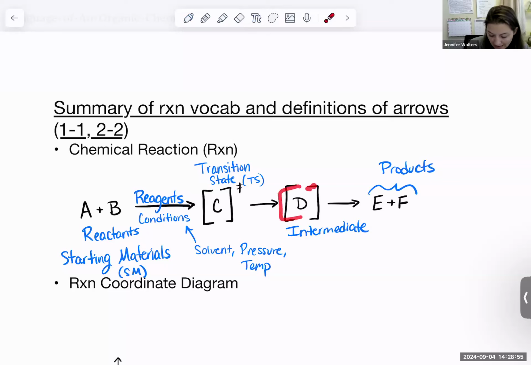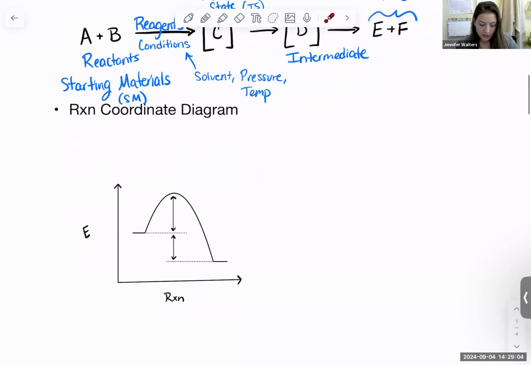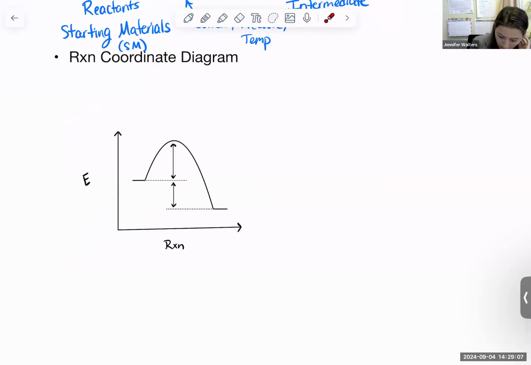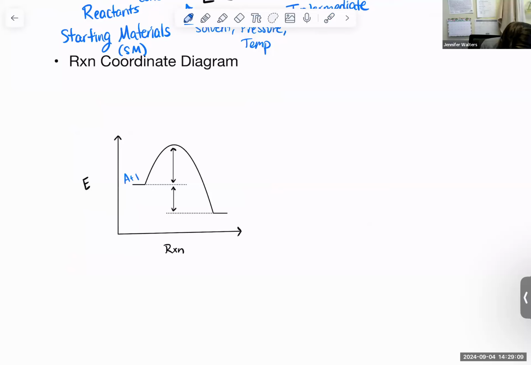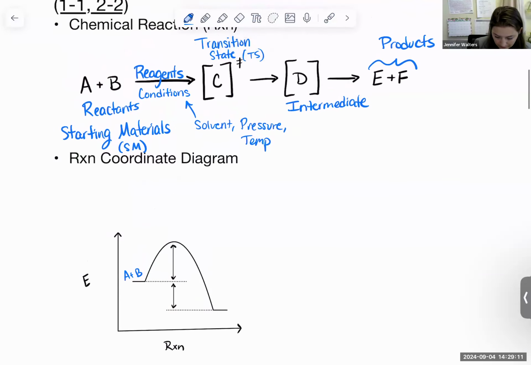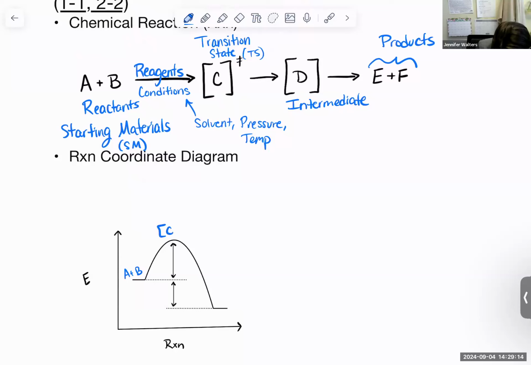I should also note the brackets for the intermediates are not necessary. Sometimes they're included, sometimes they aren't. It's not necessary. When we look at a reaction coordinate diagram, A and B would go all the way to the left. C, that transition state, is what's at the top of the hill. And then here for this diagram, D is what's at the bottom of the hill. So this is the product of this step.